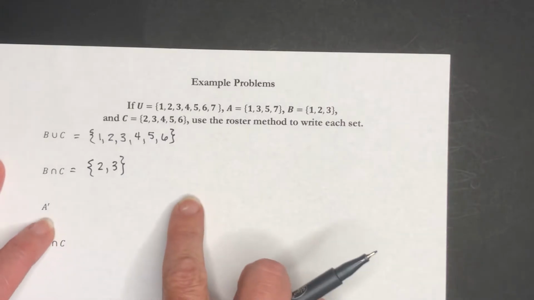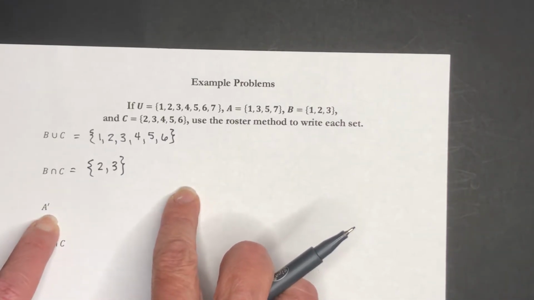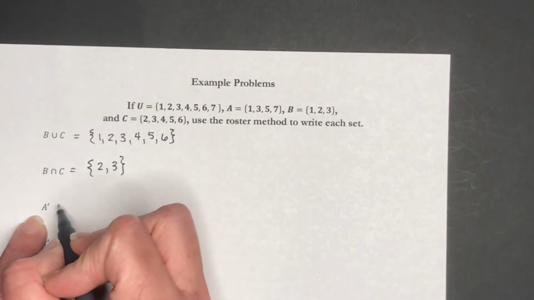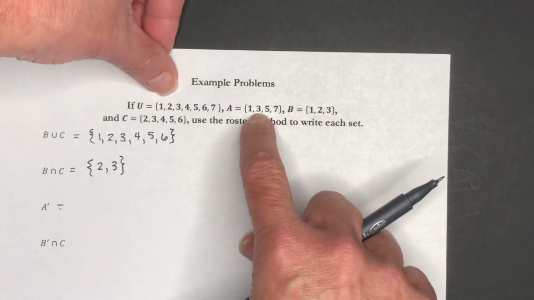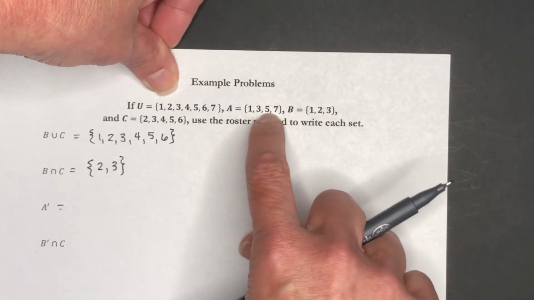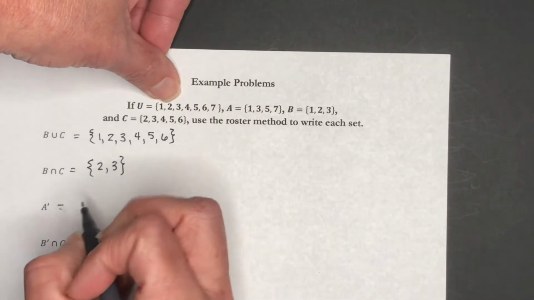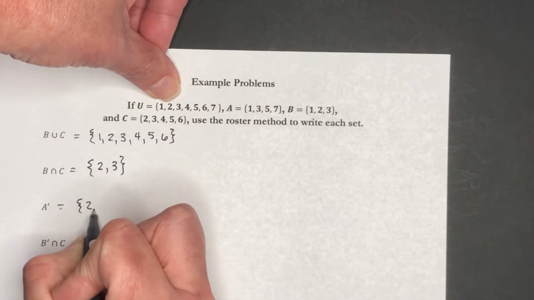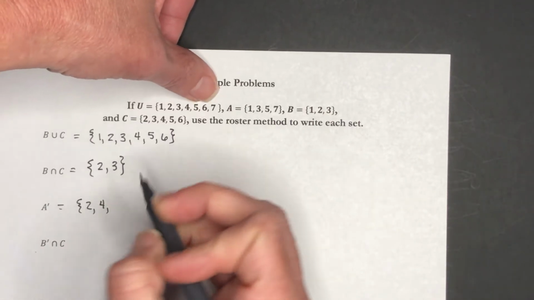Okay? So let's look at a complement. What this is saying is we want everything that is not in A, but is in here. Well, these are just the odd numbers. So 1 is there, but 2 is not. And then 4. There's 5, and then 6.